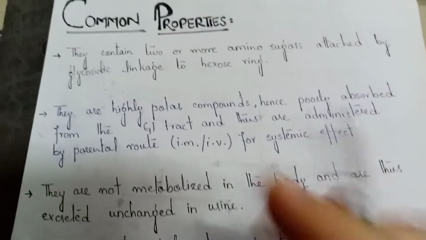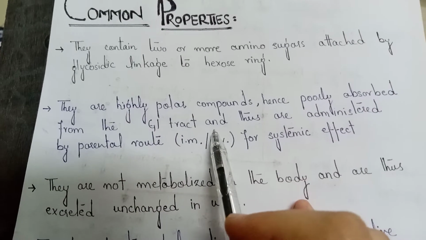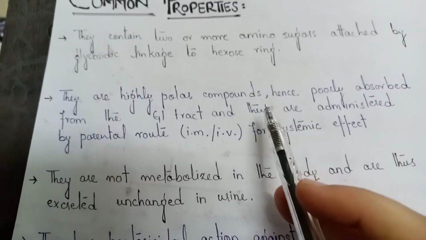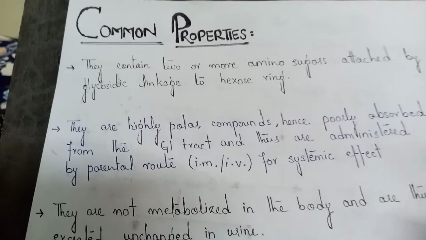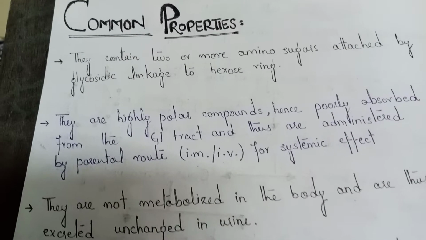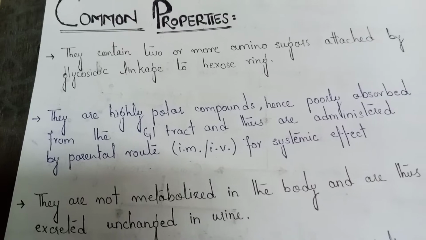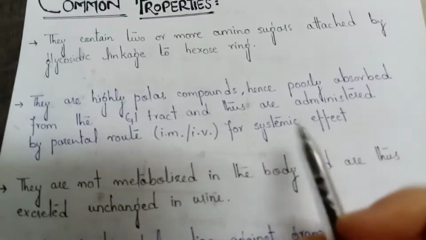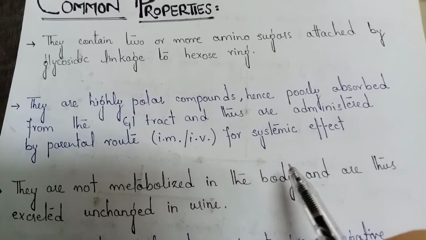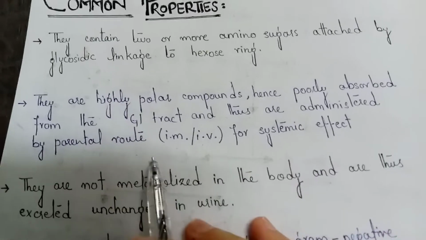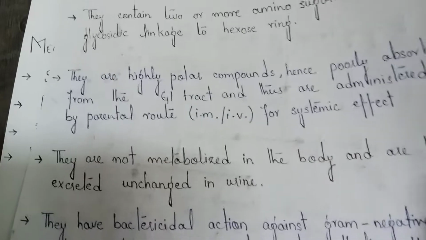So here you can see they are highly polar compounds, meaning they are hydrophilic in nature, and if a drug is hydrophilic in nature, their absorption through the GIT tract is not that efficient. Therefore, for their systemic effect, we give them through the parenteral route, meaning either intramuscular or intravenous route.